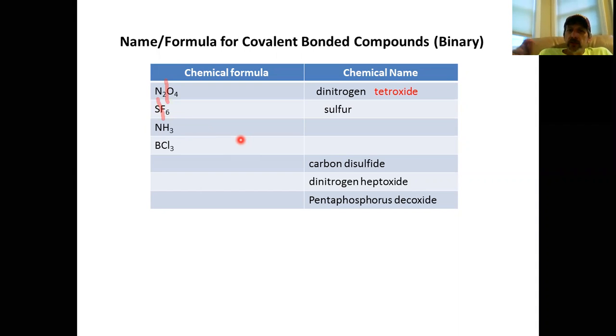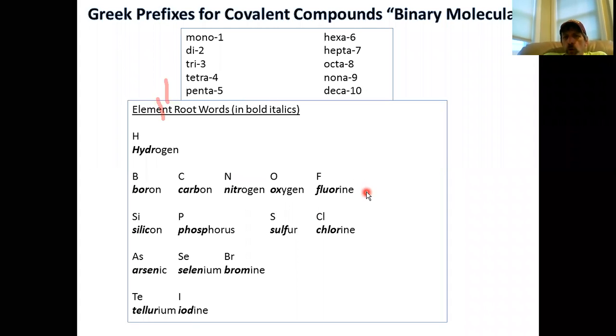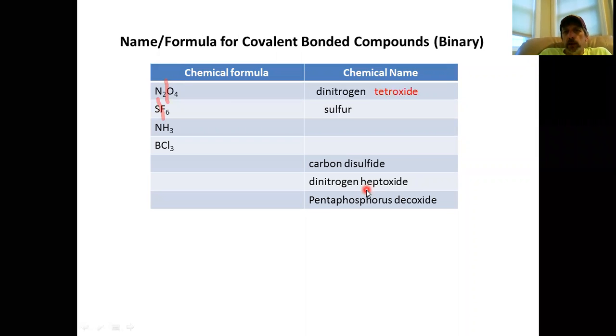Second part always gets a prefix. Well, the prefix for 6 is hexa. And then we're going to add the root word for the element fluorine, fluor. And then we're going to end it in ide, and we're going to put that all together. And we're going to call it sulfur hexafluoride. So the prefix, the root word for the element, the "ide" suffix: hexafluoride.